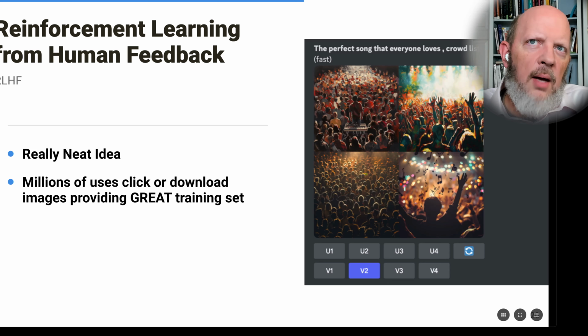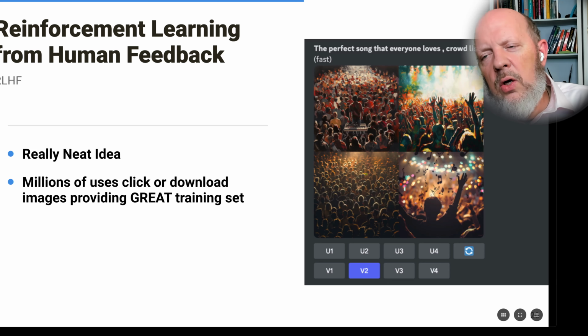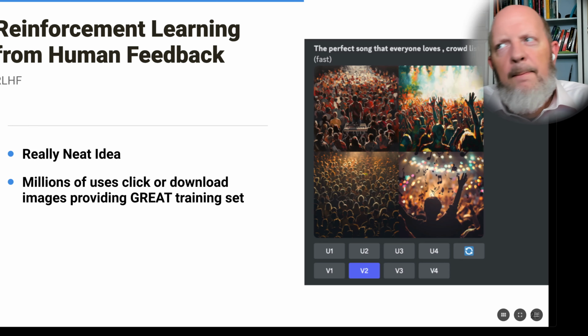If I do that enough times, then it knows that, hey, maybe without the word crowd, it's just a person listening to music. With crowd or crowded, it puts more stuff in the background. So it learned what these words mean by having millions of pieces of feedback.